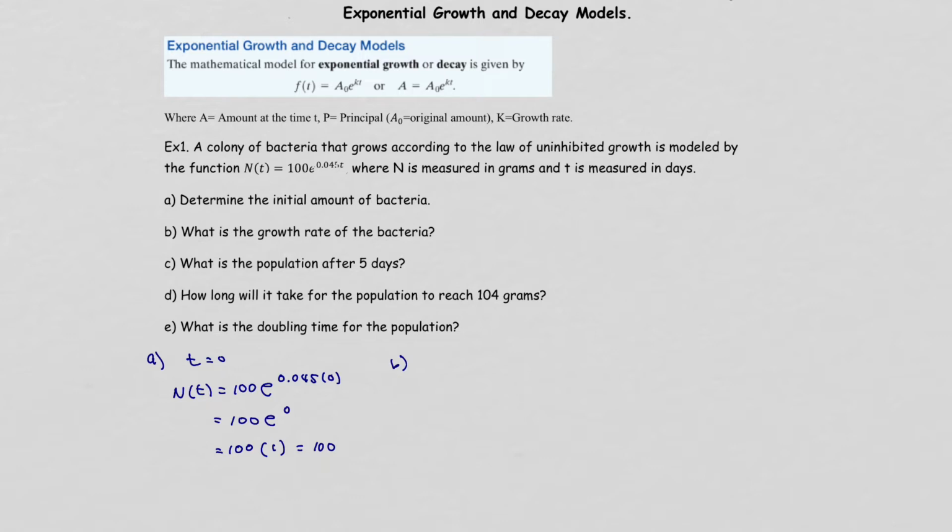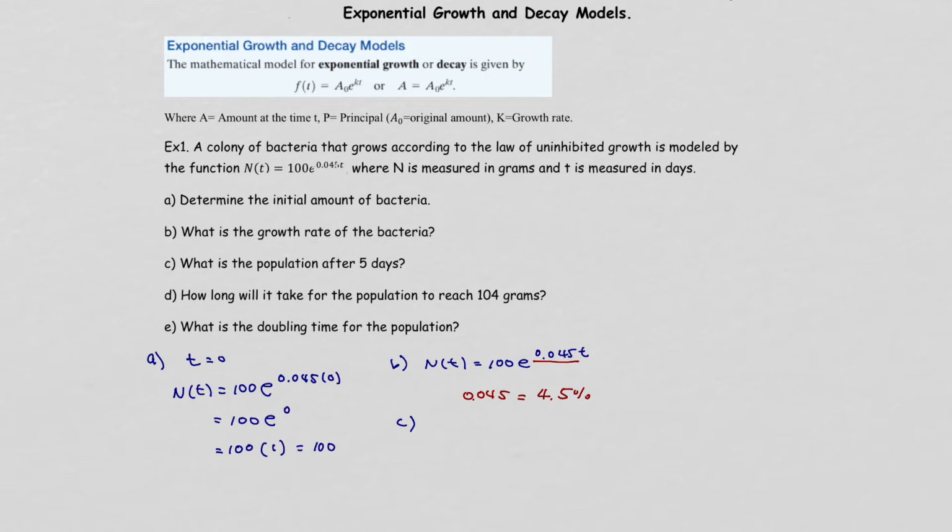Let's look at B. B is asking what is the growth rate of the bacteria. So when you're looking at your formula or exponential function, your rate is going to be this, which is 0.045. When you convert that into a percent, it will give you 4.5%. That's your rate.